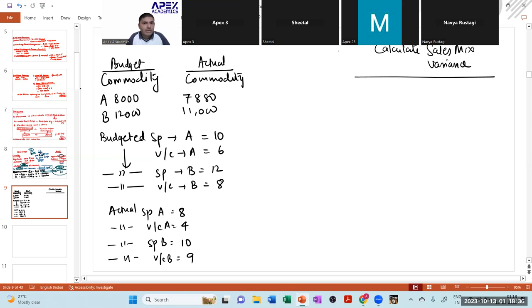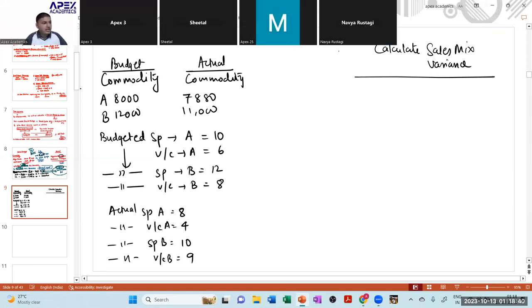करो भाई, सेल्स मिक्स वेरिएंस करो. नव्या का आंसर आ गया है. बाकियों के लिए 2 मिनट रुकता हूं.